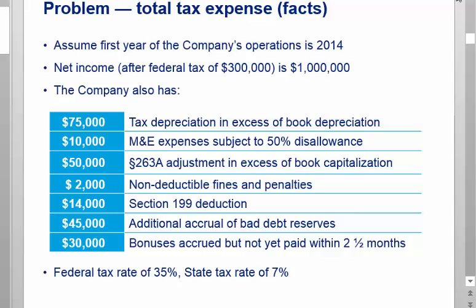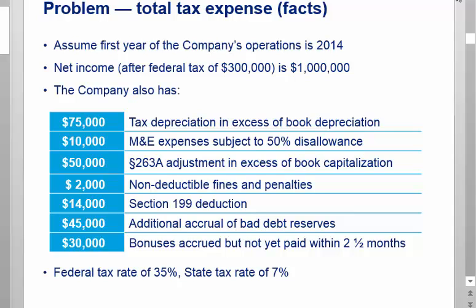Okay, so tax depreciation in excess of book, 75 grand. That means we're taking a deduction that is bigger for tax than book, of 75. Is that a timing item or a perm item? Michael? Tax depreciation. It's a timing item.